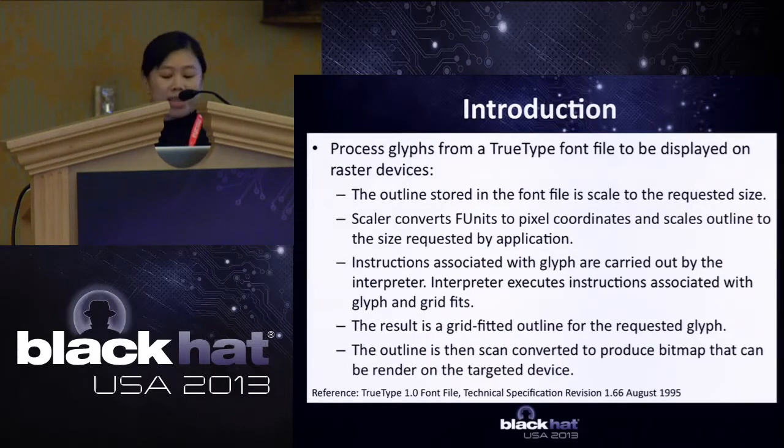Okay. Basically, this slide summarizes the process for a glyph to be displayed on a raster device. First, the outline stored in the font file is scaled to the requested size, and the scaler converts font units to pixel coordinates and outlines to the size requested by the application. The interpreter will execute the instructions associated with the glyph and grid fits. The outline is then scanned and converted to produce a bitmap that can be rendered on the targeted device.